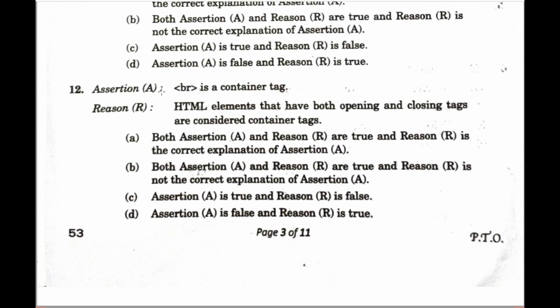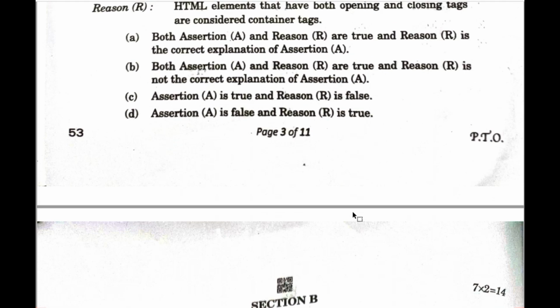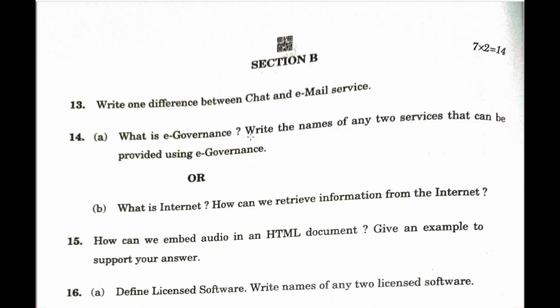Okay, now second, question 12: BR tag is a container tag. Wrong, BR is called an empty tag. Okay, and next one is the HTML elements that have both opening and closing tags are considered as container tags. So yes, correct, it is called a container tag. So here the answer is D, assertion A is false and reason R is true. Okay, so here 12 completed. Now section B, there are 7 questions of 2 marks.